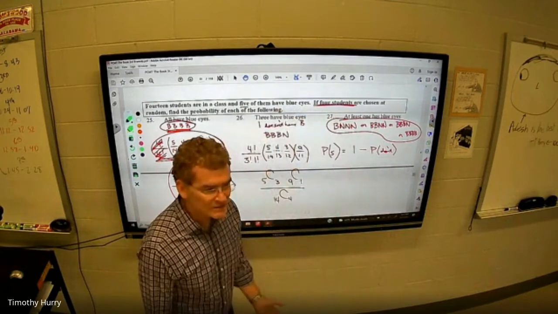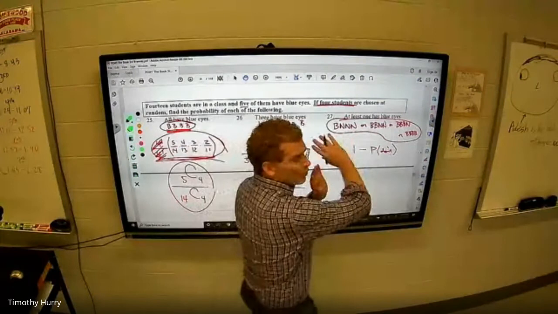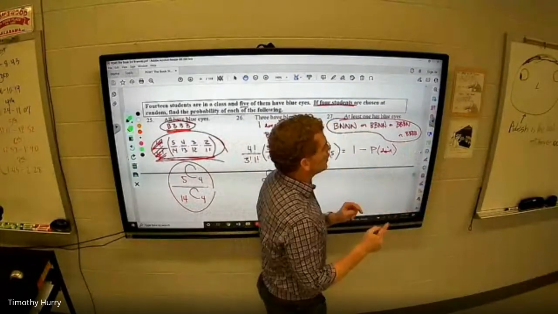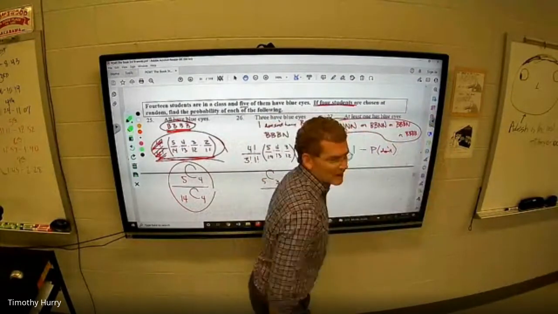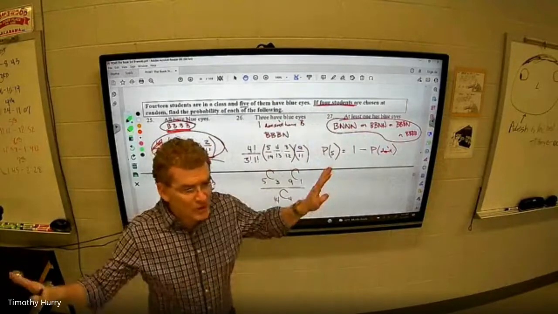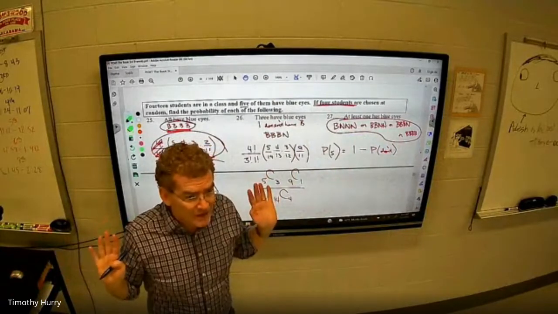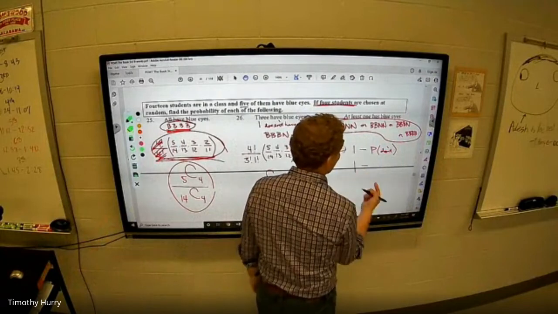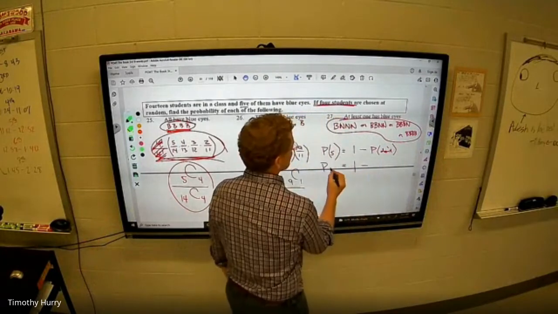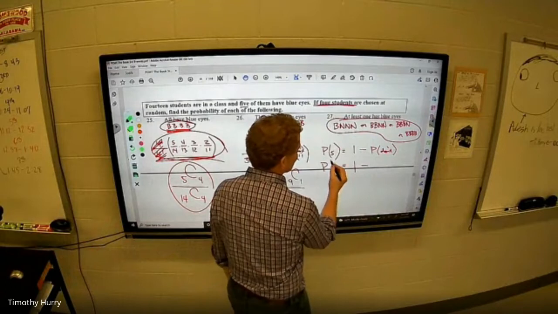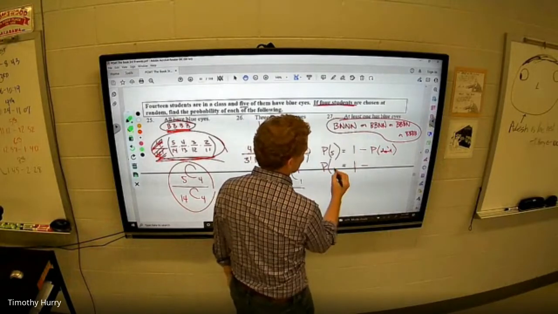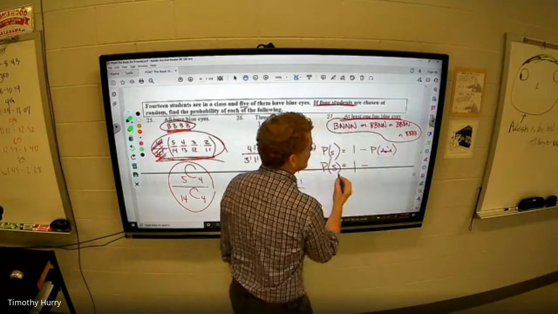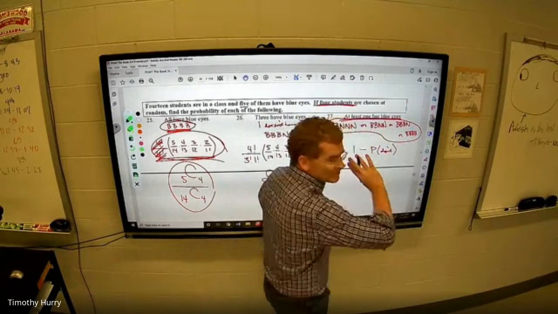Does that make sense? So what's the opposite, or what is not? We call it the complement. What is not at least 1 has blue eyes? No blue eyes, or all non-blue, right? So why don't I just find the probability of all non-blue and subtract it from 1? So the probability of success, at least 1 has blue eyes, is 1 minus the probability that none have blue eyes.